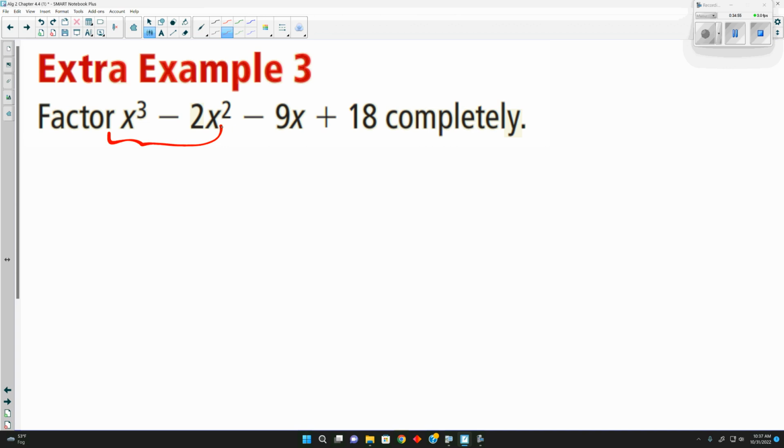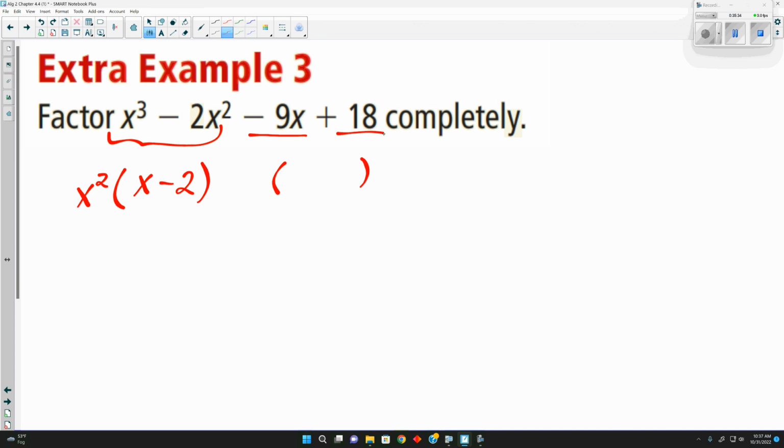So looking at the first 2 terms, is there a greatest common factor between x cubed minus 2x squared? X squared. And we'll factor it out. If I factor an x squared out of x to the third, I'm left with x. If I factor an x squared out of negative 2x squared, I'm left with negative 2. Now what I'm hoping for over here, just like with the last one, is that what's inside the parentheses here would be x minus 2. Because if that were the case, both parentheses would be the same, and we can factor that out.